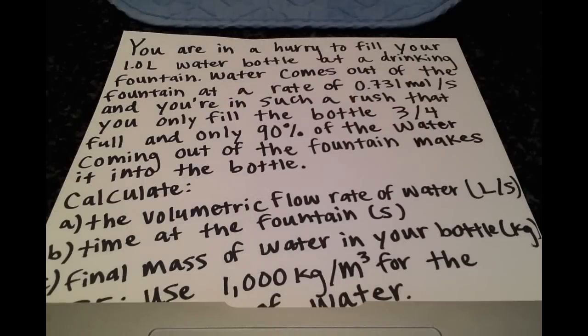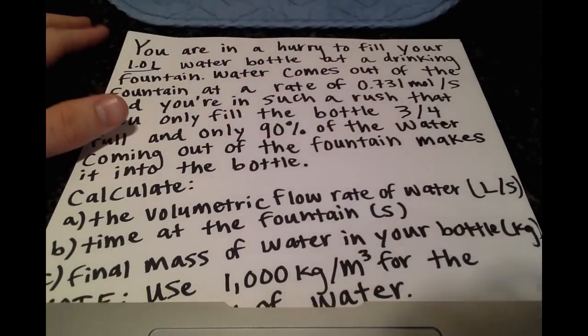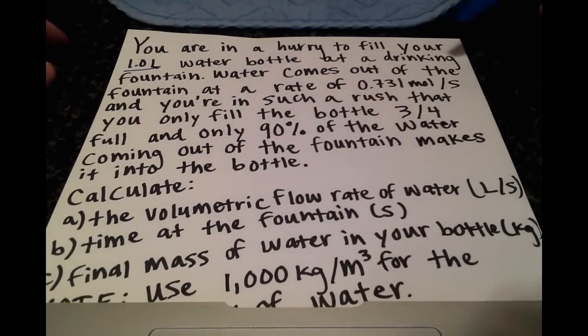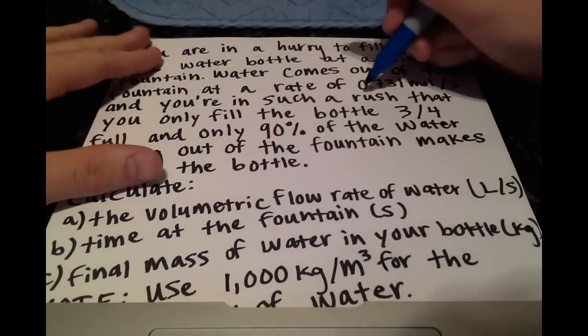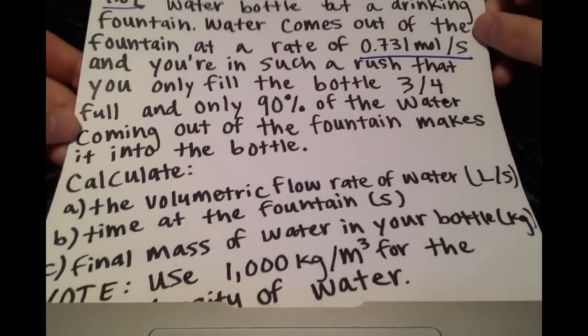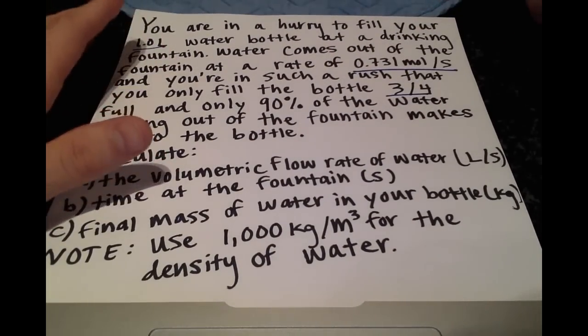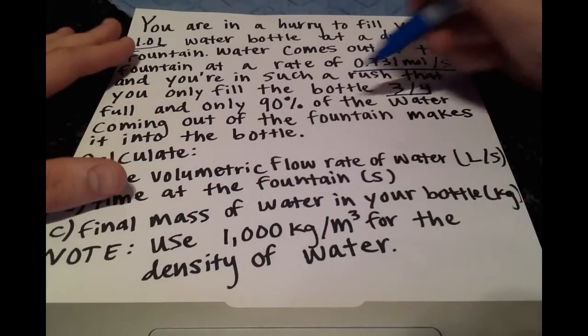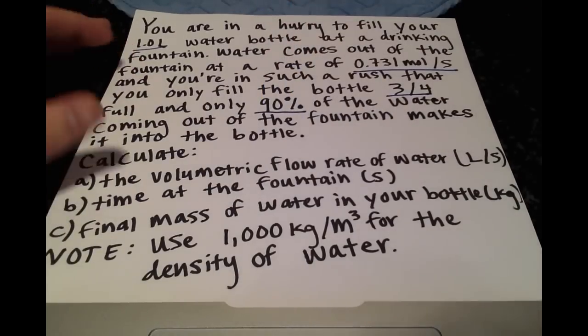Alright, I hope you like flow rates as much as I do because we have another problem. You are filling your 1 liter water bottle at a drinking fountain, and the water coming out of the fountain is coming out at a rate of 0.731 moles per second. And you're in a rush, and you only fill the bottle 3/4 full, and only 90% of the water coming out of the fountain actually makes it into the water bottle.